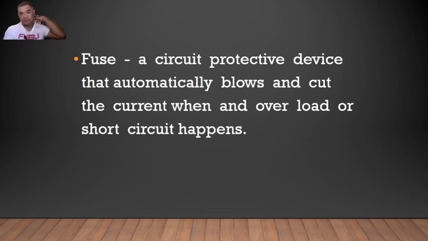Then we have the fuse. A fuse is a circuit protective device that automatically blows and cuts out the current when an overload or short circuit happens. During a fault, the fuse will automatically blow, meaning its filament will cut off, and therefore it cannot be used anymore. You need to replace it with a new fuse so that you could use the circuit again.